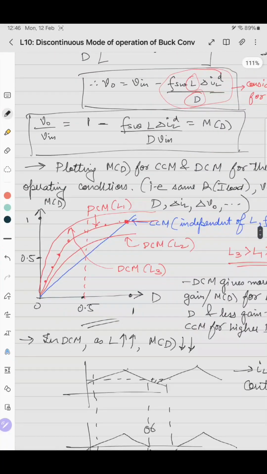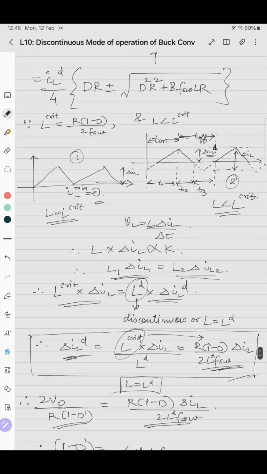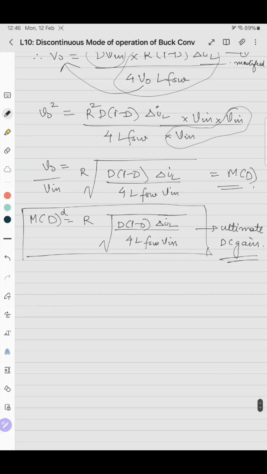And what we observed is that DCM gives more voltage gain for lower duty ratio and less gain than CCM for higher duty ratio. That's why for buck derived converters, where there is a limitation on operation of duty cycle, when you have to operate at lower duty ratios, discontinuous conduction mode is preferred. For example, the forward converter is a type of buck derived isolated DC-DC converter, which is used for supplying auxiliary supplies in any power converter device, say in SMPS based devices. So discontinuous conduction mode has its own benefits.